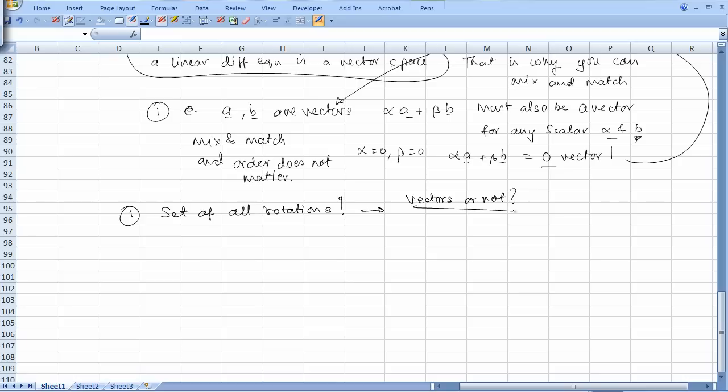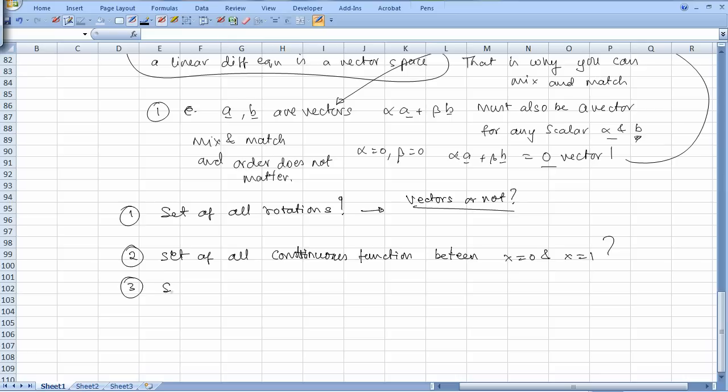If they are vectors, you should be able to say why. If they are not vectors, you should be able to say why not. What rule are they violating? Second thing is set of all continuous functions between x equal to 0 and x equal to 1. Is that a vector space or is it not a vector space?